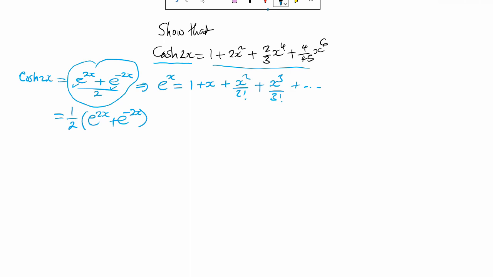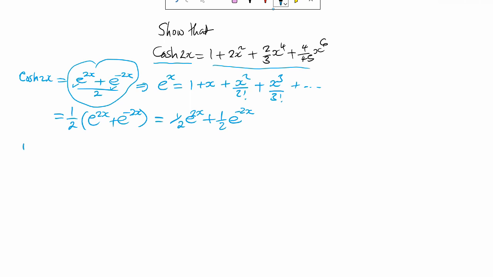from which if you multiply everything inside the bracket by a half, you shall have a half e raised to 2x. Sorry, this one is 2x. That one is e raised to 2x added to e raised to negative 2x. Remember, this one is also multiplied by a half. So a half e raised to negative 2x. Now we shall expand the two separately and then add them later.